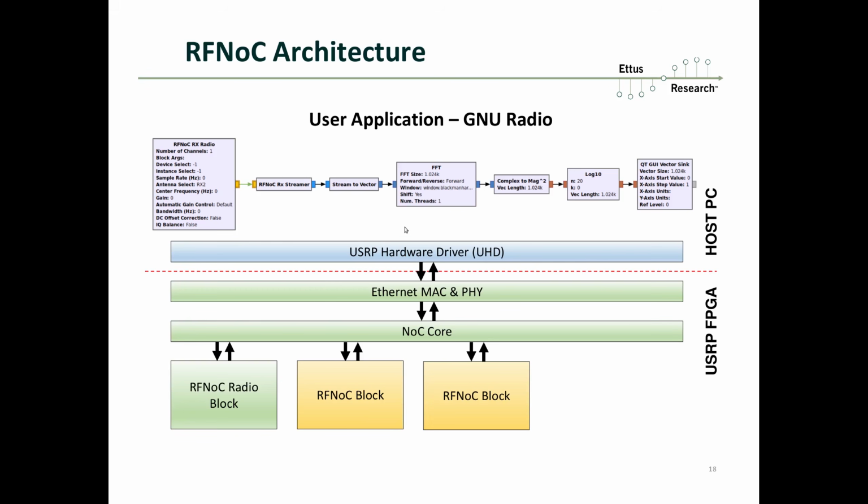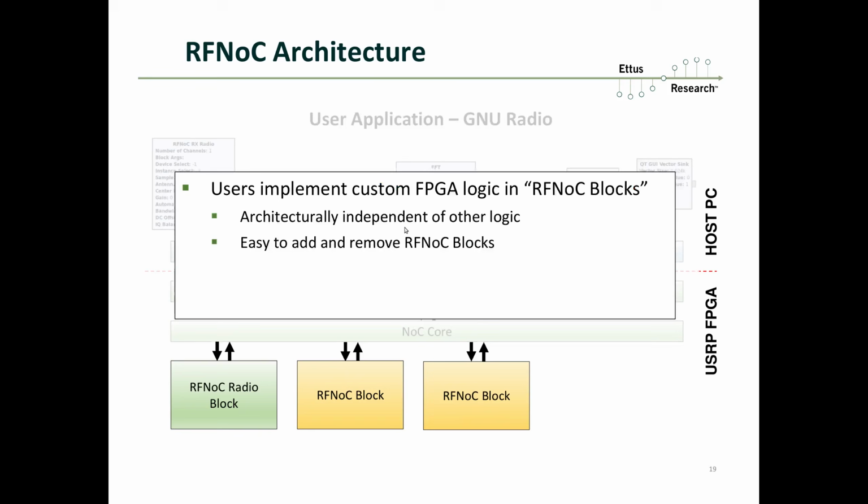The upper part of the slide shows a screenshot of a GNU Radio flow graph that implements a real-time spectrum display. The lower part of the slide shows a diagram of the rfnoc framework. The red dotted line indicates the boundary between the host computer, the CPU running the UHD driver, and the FPGA. Users implement their custom logic, or IP, in the form of a compartmentalized rfnoc block. Multiple rfnoc blocks can be instantiated, and it's easy to add and remove blocks.